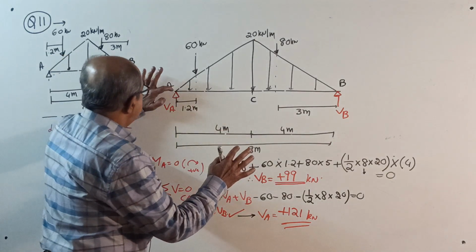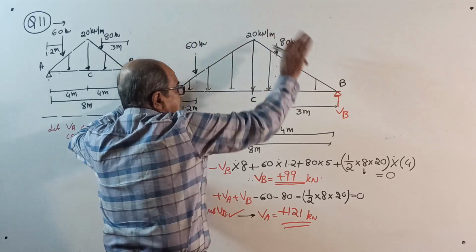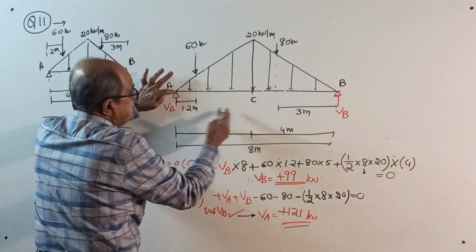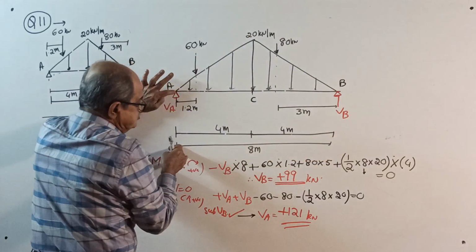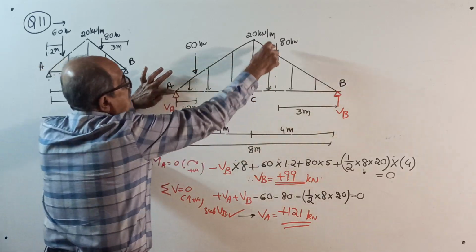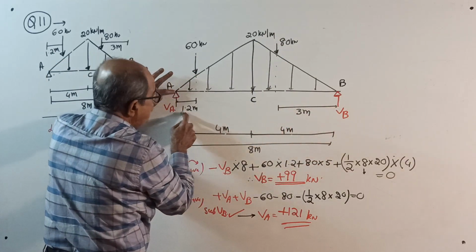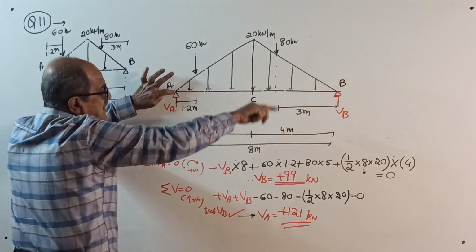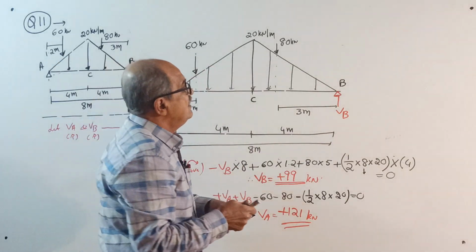Okay. Take moment about A. Correctly observe now. Minus VB into 8. This sketch is to some scale I maintained. Minus VB into 8, and plus 60 into 1.2. Then 80 into, this is 8, this is 3, so this is 5. So 80 into 5. And then make a note outside.